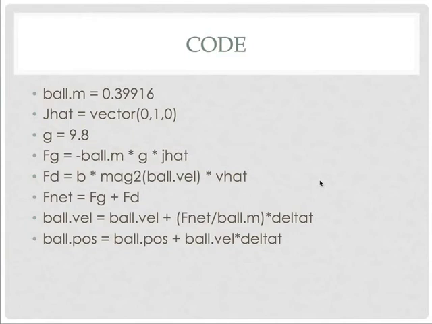Ball.m represents the ball's mass. J hat is the vector pointing the direction of the drag force. G equals the Earth's gravitational constant. Fg represents the equation that calculates the force of gravity. Fd represents the equation that calculates the force of drag. Fnet is the sum of the two. Ball.vel represents Newton's second law, and ball.pos is the change in position.